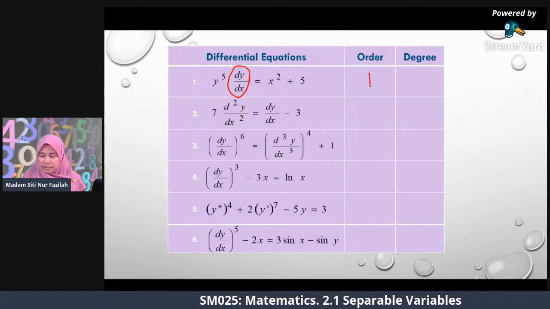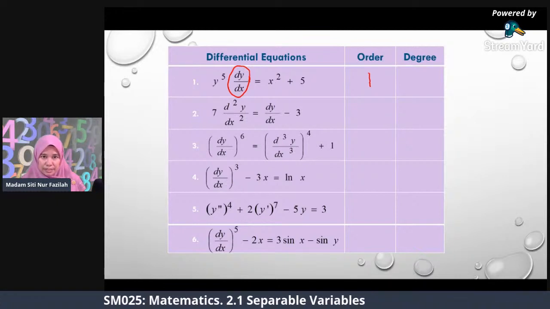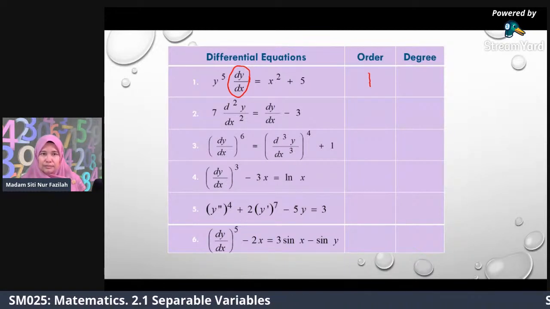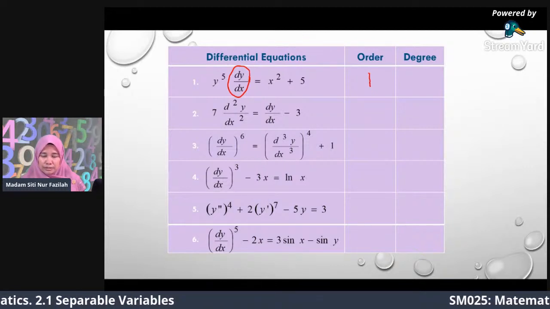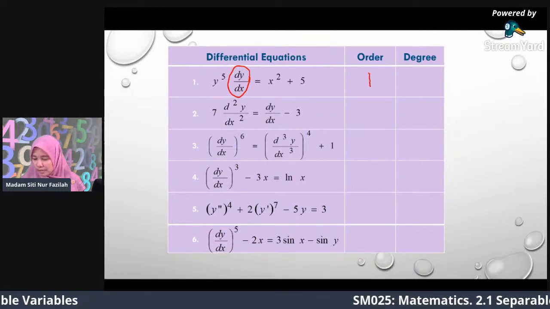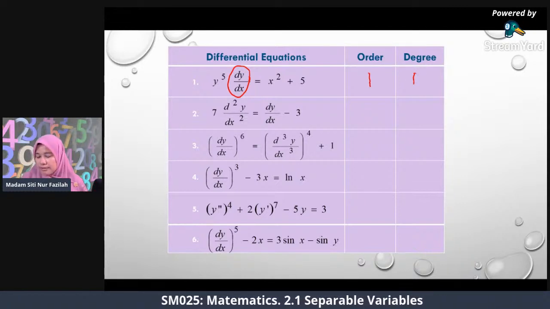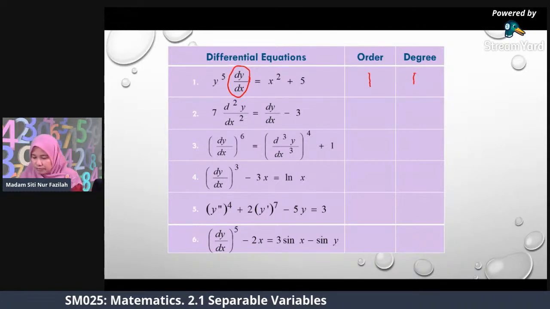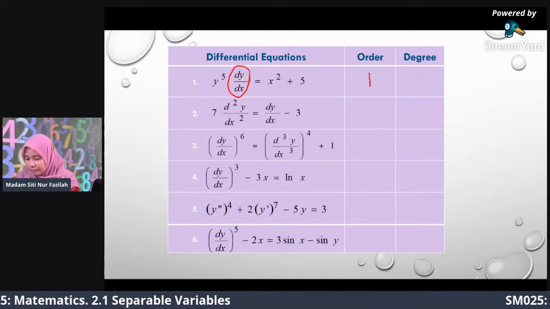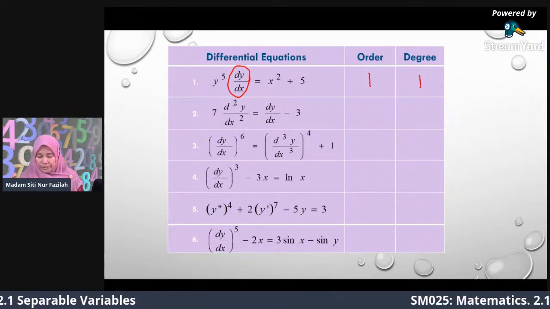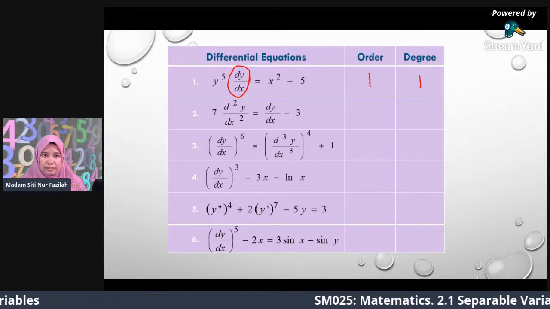What is the degree? We refer to the dy over dx. We know that the power of dy over dx is 1. To the power of 1, that means the degree is also 1 as the answer. That's for DE equation number 1.